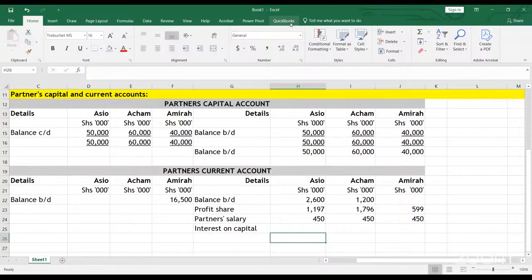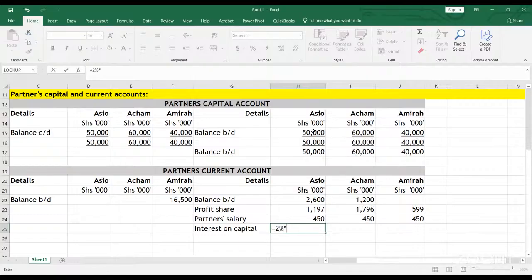Interest on capital is 2%, while interest on drawings is 15% per annum. So we have to calculate the interest on capital. They have told us that it's 2% of their capital balances.